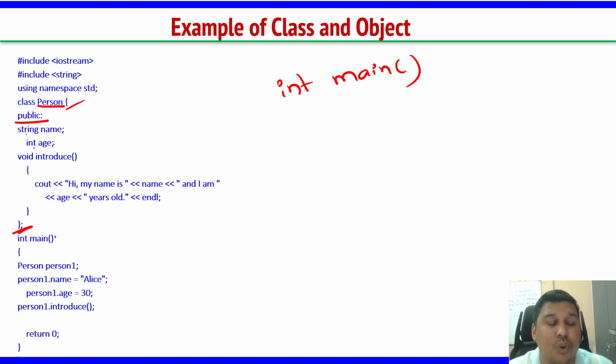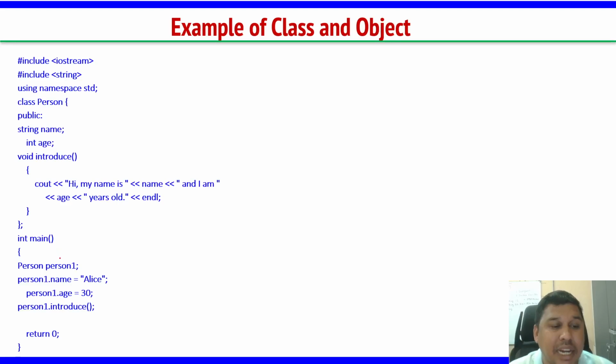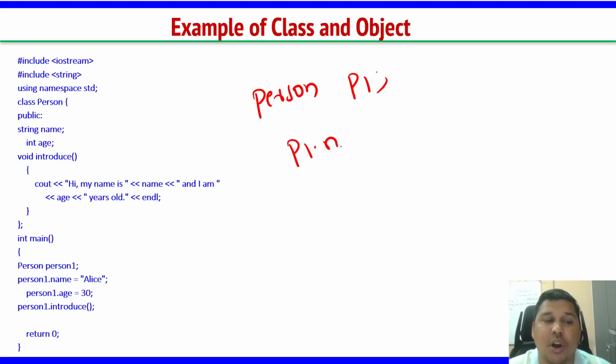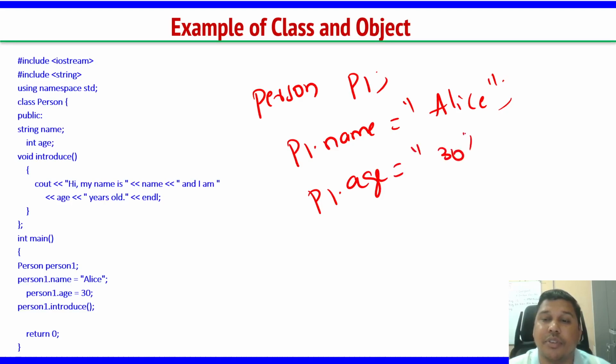Int main. Now for this class Person, I am creating an object person1. Same as in structure, you write the name of the class and give the object name as p1 or person1. Then to access the name, you can give p1.name equal to some name, Alice, given here, and p1.age equal to 30. Now call the function p1.introduce.